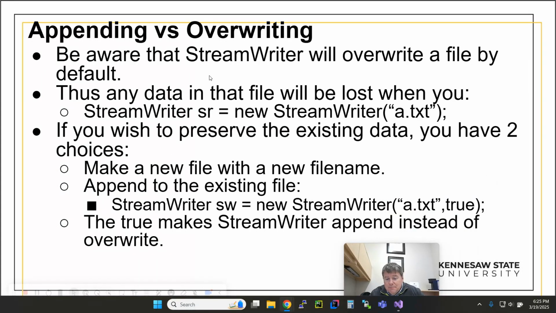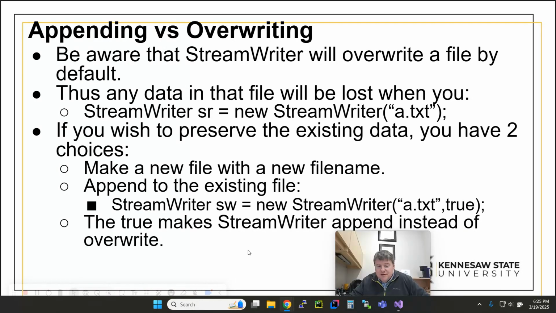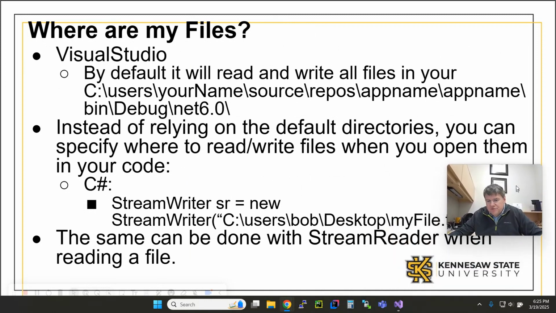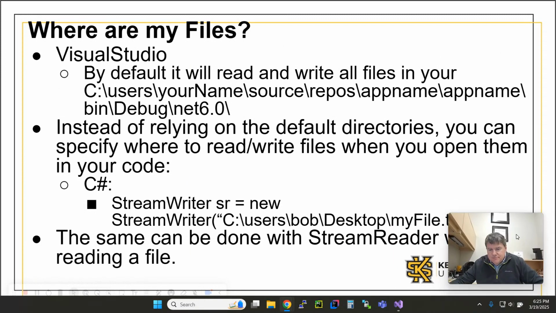All right, and the difference between appending and overwriting: if you remember in Java, both Java and C# automatically overwrite a file if you use their PrintWriter or StreamWriter. If you don't want to overwrite the file, you want to just add data to the end of a file, then in C#, you just add the word true after the name of the file when you declare the StreamWriter. And that means that it's opening it for appending instead of opening it for writing, which would overwrite the file. So that's cool. There's an equivalent in Java that we covered in the slides.